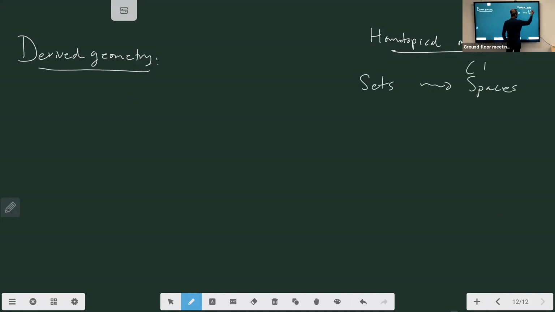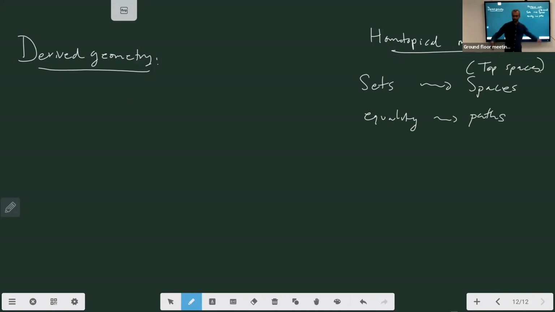So you can think of topological spaces. And we're going to replace equality by paths in these spaces. Right? So elements of a set will get replaced by points in some space. Equality of two elements gets replaced by a path between the two points. But now there can be many paths, many ways in which two points can be equal.